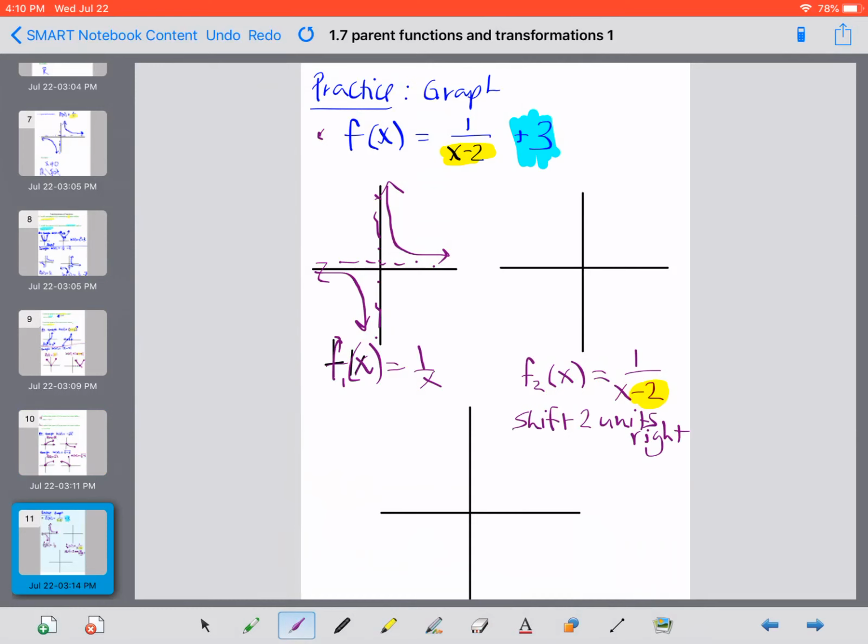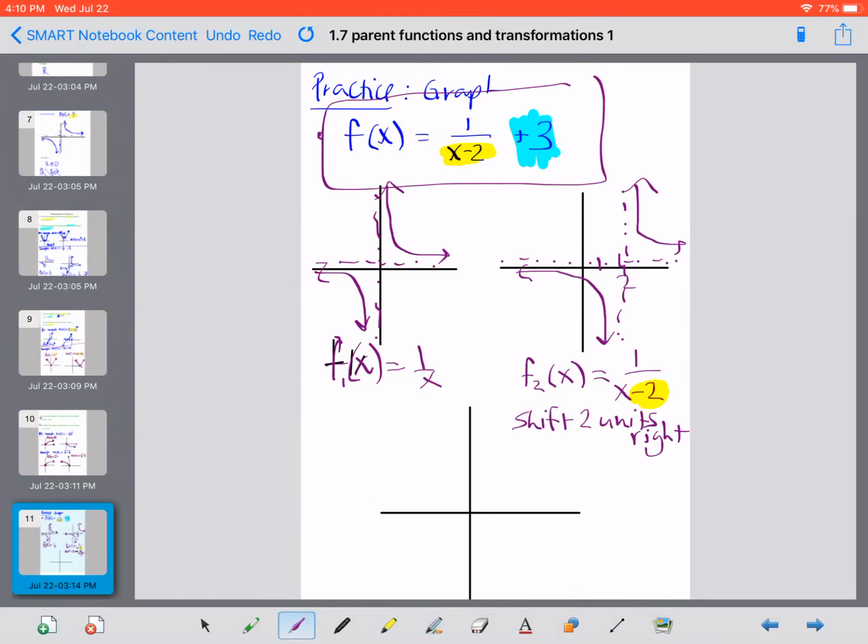Okay, so 2 units right means my vertical asymptote is now going to move over to 2. My horizontal asymptote hasn't changed yet because I haven't done a vertical shift yet. And so when I shift this 2 units to the right, my new graph looks like this.